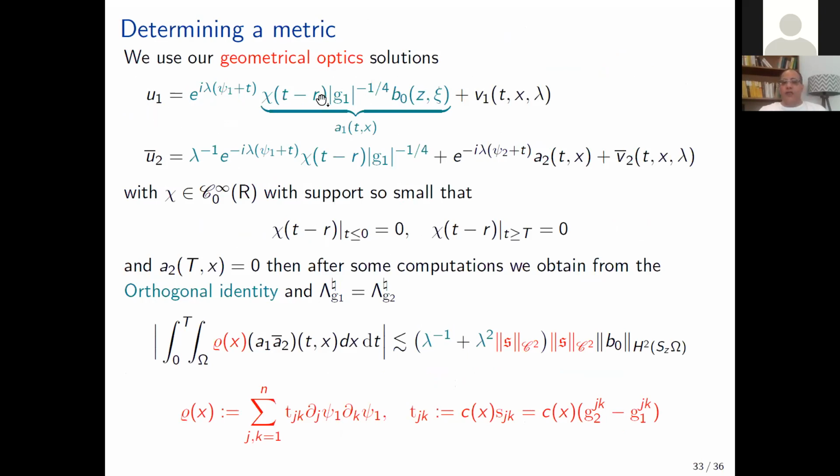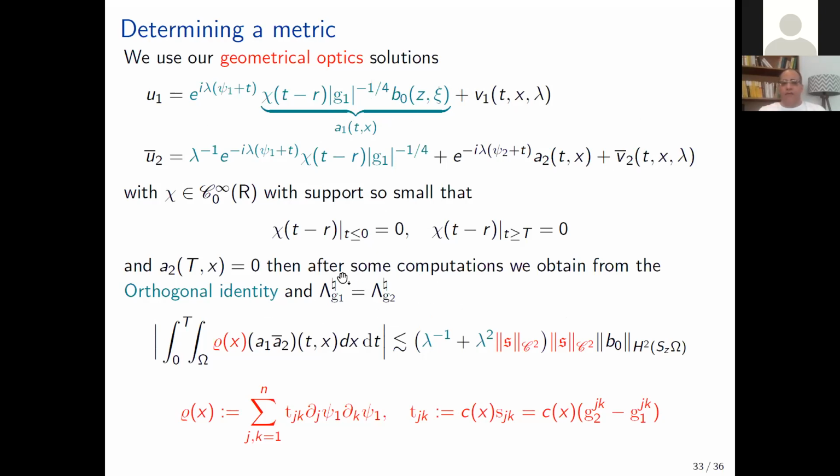U1 is the solution with respect to the metric G1, which takes this form. This is the amplitude. This is the phase. This is a small term in L2 norm. U2 is a solution with the metric G2. This is the principal part, and this is a small term. So by the orthogonal identity, for example, here I will keep it just for the uniqueness.